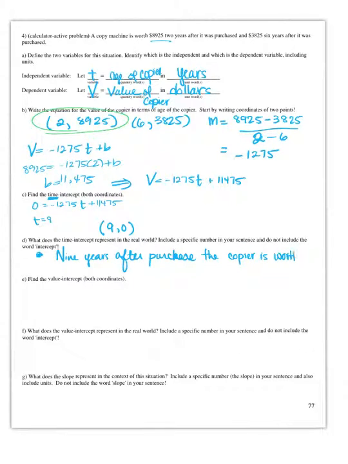Find the value intercept. For the value intercept, we need to let the time be 0. So that ordered pair will be (0, 11,475). And now, again, we can write a sentence that at the time of purchase, the value of the copier was $11,475.